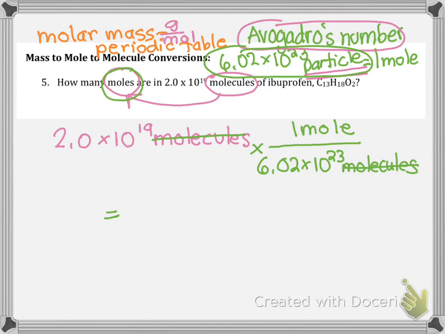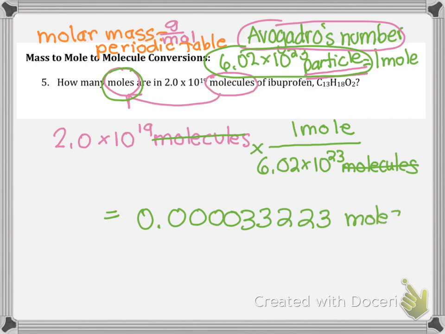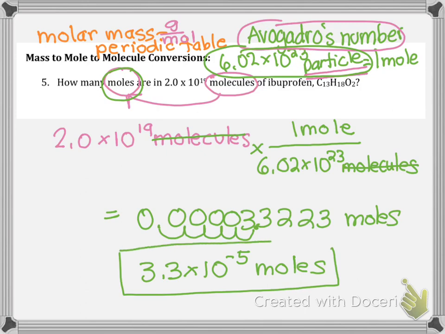On my calculator, I'll plug in 2.0 times 10 to the 19th, and I will divide that by 6.02 times 10 to the 23rd. My calculator gives it to me fully written out, so it has a 0, and then the digits 3, 3, 2, 2, 3. In scientific notation, that would be 3.3 times 10 to the negative 5th moles. Now, if you're getting a number that's much larger than that, you have the 3.3 but the exponent's different. When you enter this into your calculator, you need to put parentheses around the entire Avogadro's number.